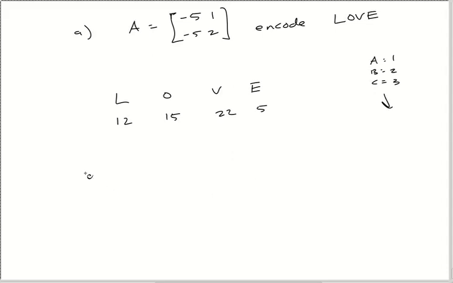Okay, so we have that. What we're going to do now is say A times this M. They actually call this one an M.